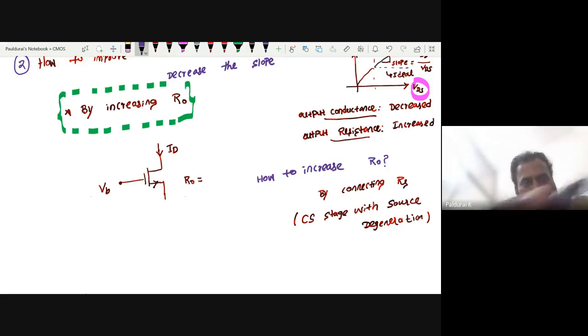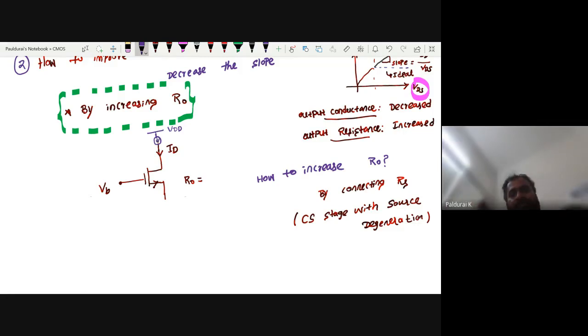Okay, and assume here you are having some VDD. And this is open, which means actually here you are having a constant current source. In that way you want to imagine. This is my ID, correct? So common source stage with constant current source as load. What is the output resistance?